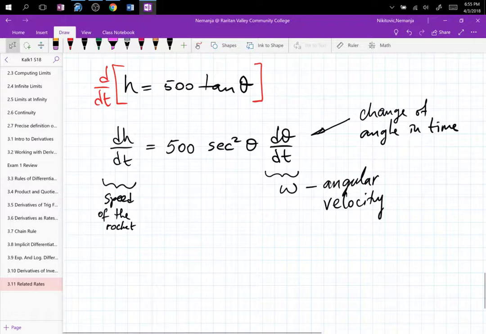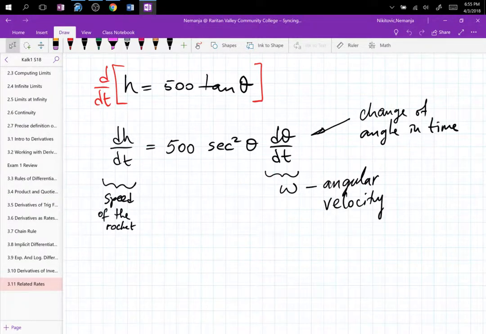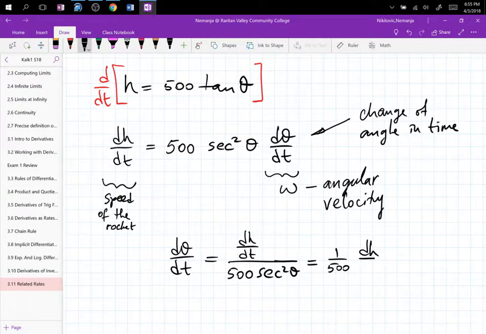Great. So I have the formula here. I need to solve for d theta dt, because that's what I'm looking for. I need to program that in. What I get on the other end is dh/dt divided by 500 secant squared theta. Now some basic algebra will tell us that it is 1 over 500 dh/dt times cosine squared of the angle.